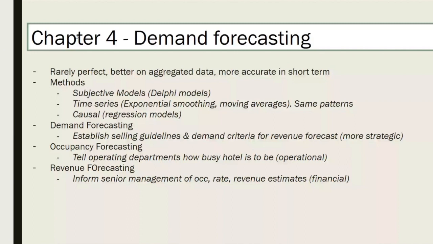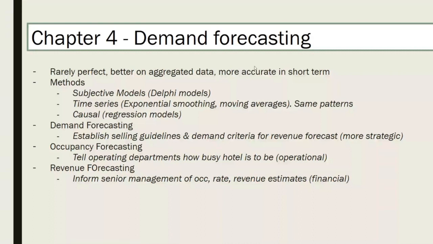Because next week, if you're a hotel, you're still in the COVID pandemic, you're not going to get a high demand. In 3 years, who knows? Is there still going to be COVID? Is there going to be another pandemic? Or is demand going to shoot through the roof? You don't know. So that's why it's more accurate in the short term than it is in the long term.